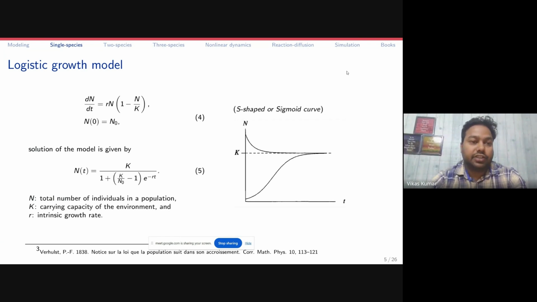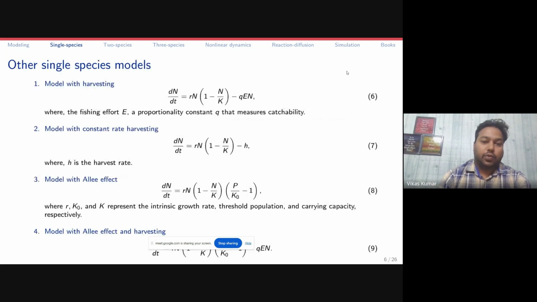So that was the limitation model proposed in 1838 by Verhulst. This model is called the logistic growth model. So this is the second single species model.